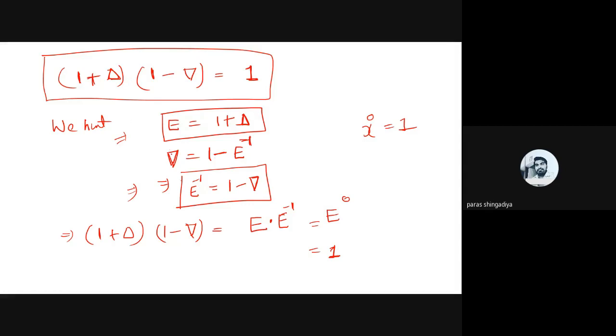Clear? It is simple, just use two formulas, one of E and one of nabla. Okay, E is equal to 1 plus delta and E inverse is equal to 1 minus lambda. Use both and replace here, so it will become E into E minus 1, and E into E minus 1 will become E raised to 0. Okay, there will be addition of powers. Here the power of E is 1 and there is a minus 1 power, so it will be E raised to 1 minus 1, and that becomes E raised to 0, and E raised to 0 is equal to 1. Okay, so that is a simple result.